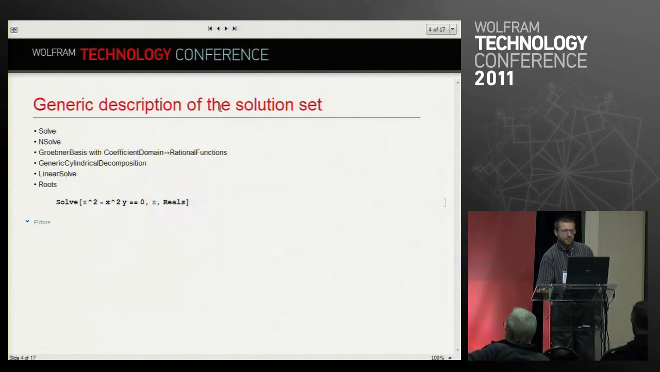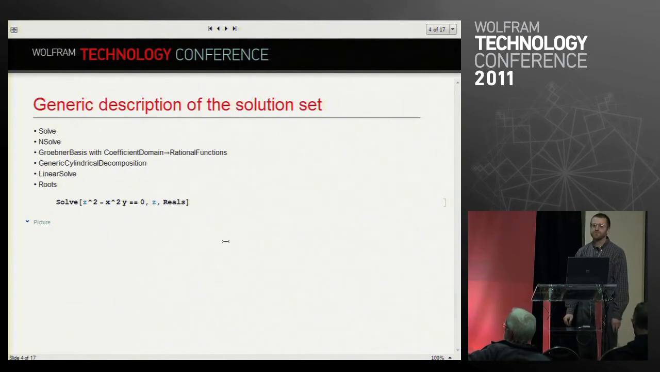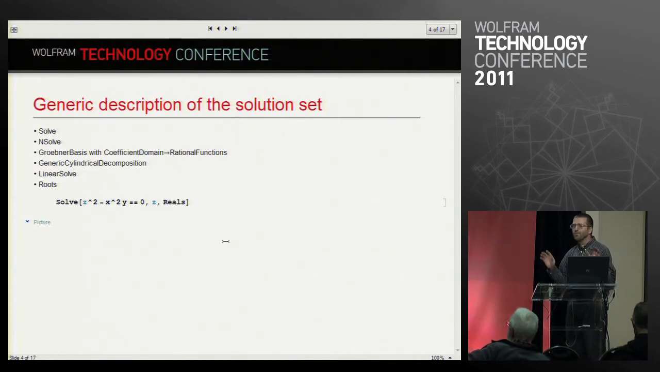Okay, the next class of functions is generic description of the solution set. So now we don't get all the solutions, we just get almost all solutions, in the sense that the set of solutions that we miss has a lower dimension than the whole set of solutions.